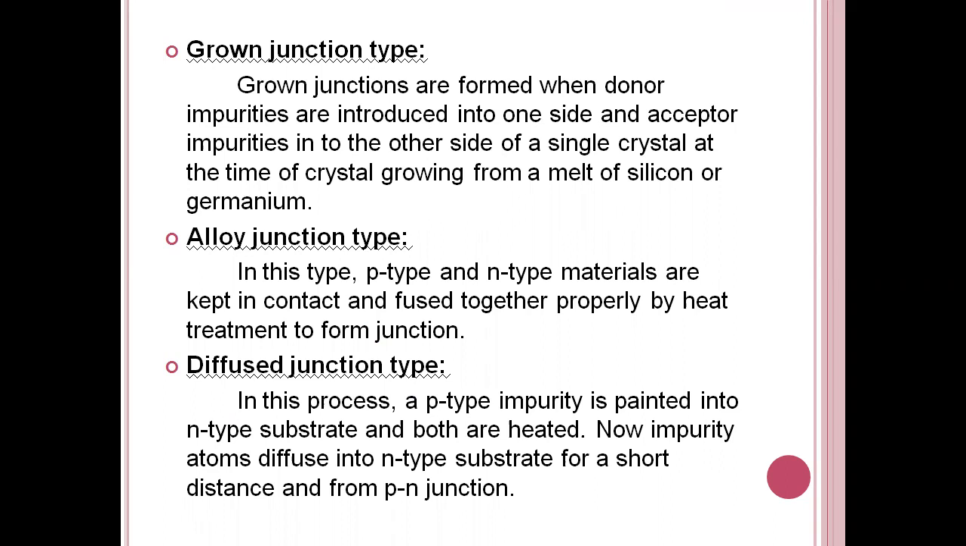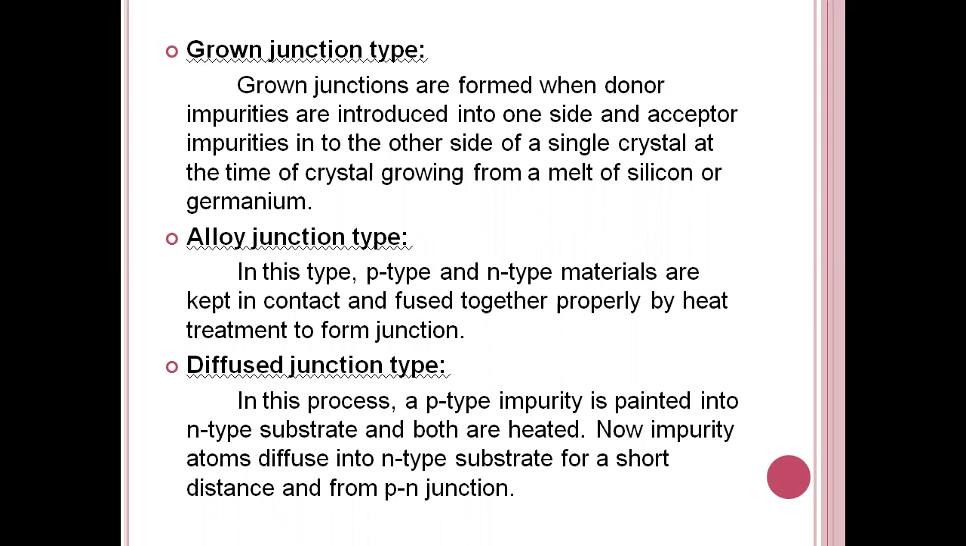That means when the crystal is growing, donor and acceptor impurities are injected into a single crystal while the crystal is growing itself. Then on one side of the crystal, N-type material will be formed and on the other side, P-type material will be formed, so that a junction will be formed between them. Hence, such a method is called the grown junction method.